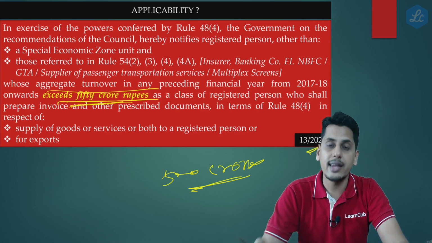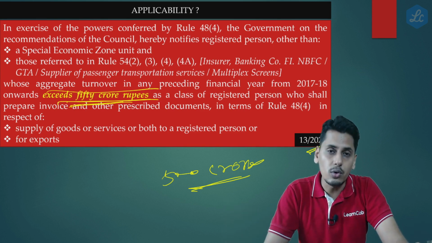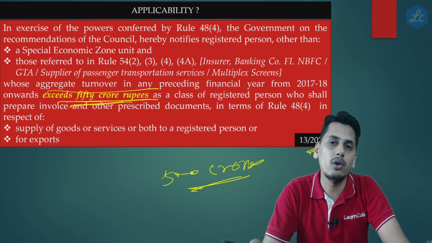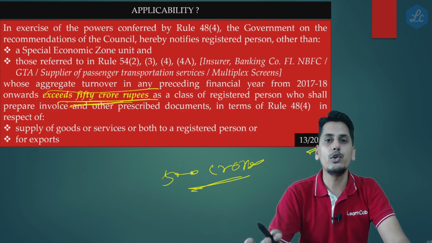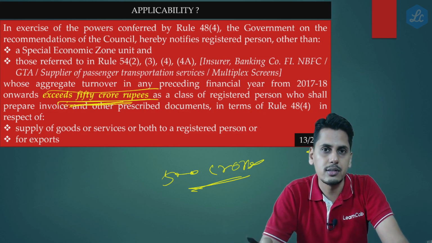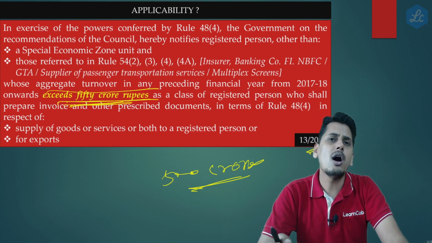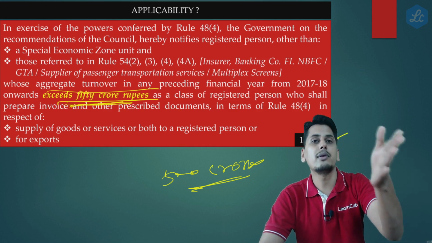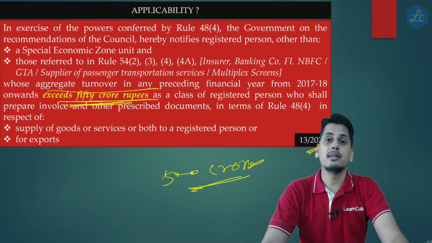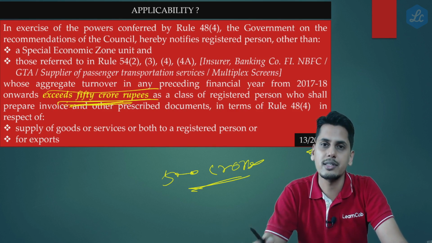The government is trying to include more and more registered persons upon whom these e-invoicing provisions are going to be applicable. That day is not far when the government would bring down this 50 crore rupees to 5 crore rupees. In future, it could be a case where from 50 it might come down to 5, then it might come down for all registered persons. The target of the government is to cover all the registered persons under the e-invoicing provisions.